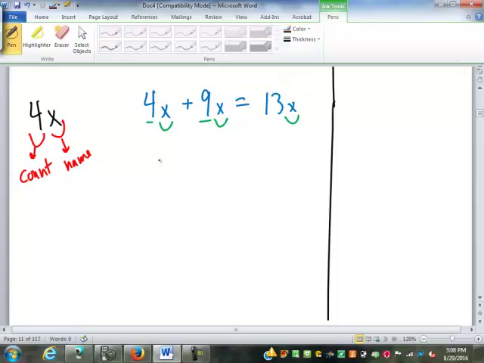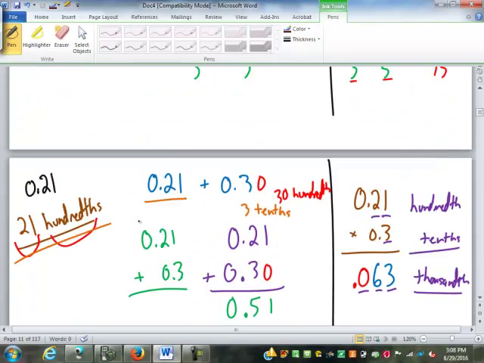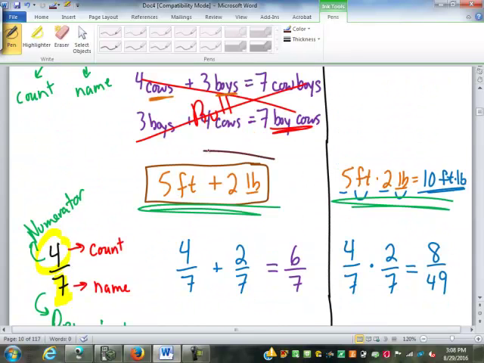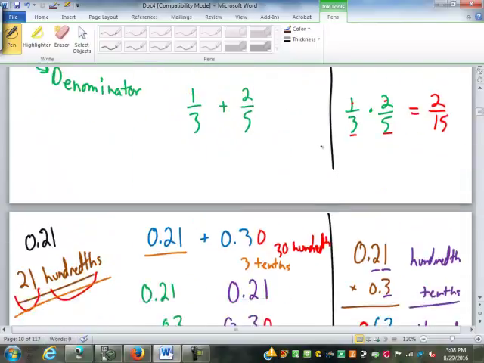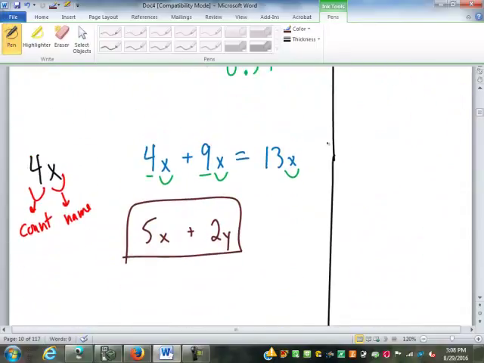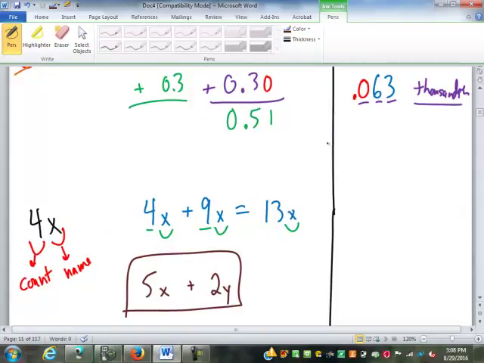So what if I have 5x plus 2y? What do I get? I get 5x plus 2y, yeah. Exactly like my 5 feet and 2 pounds. I could not combine those because they had different names. Same here. 5x and 2y are different names. I cannot combine those with addition or subtraction.